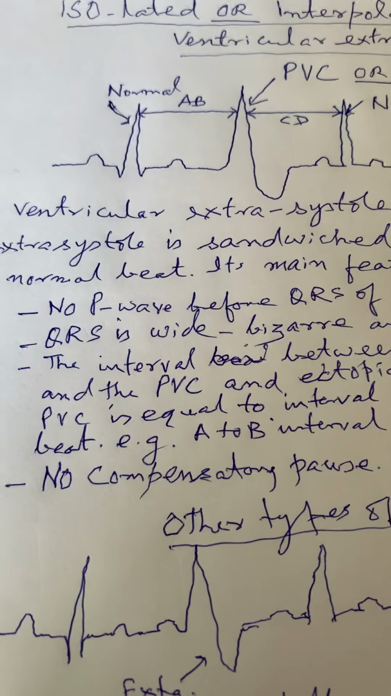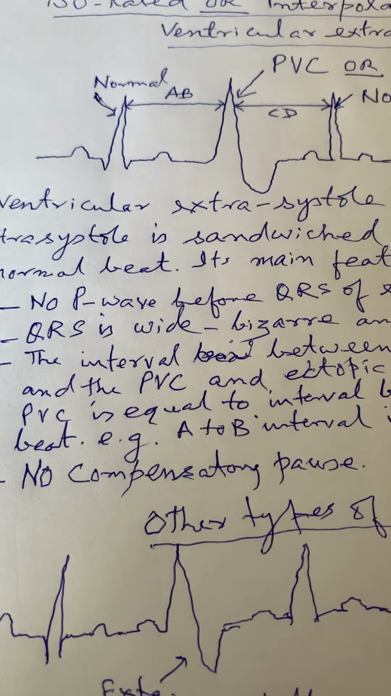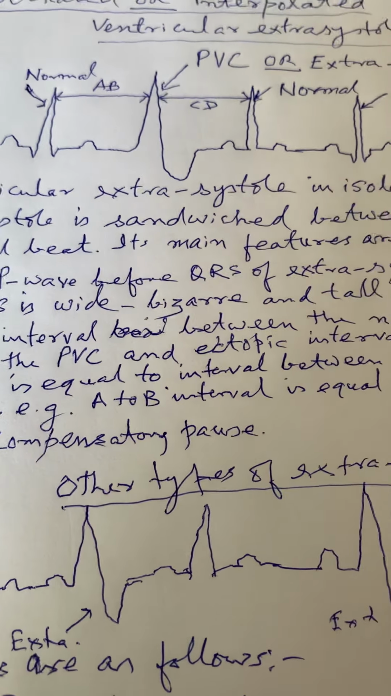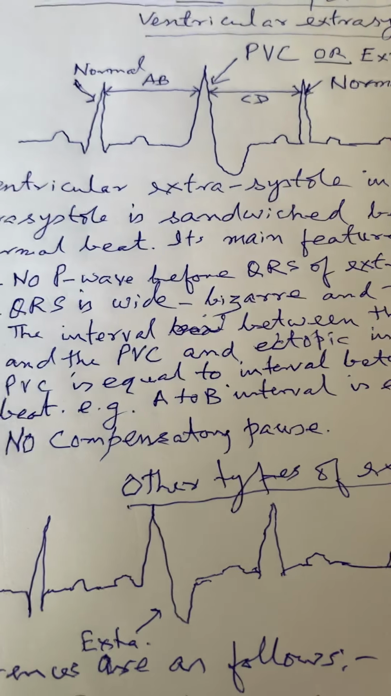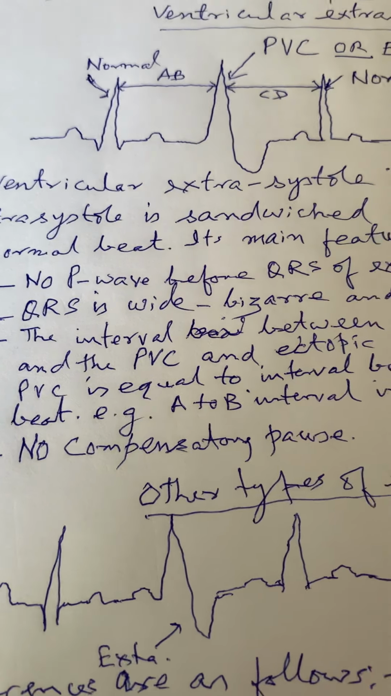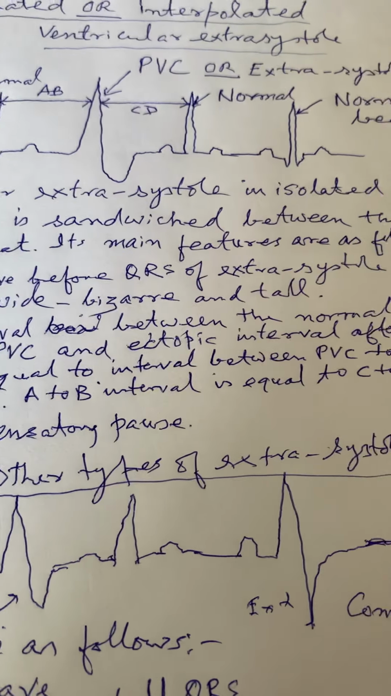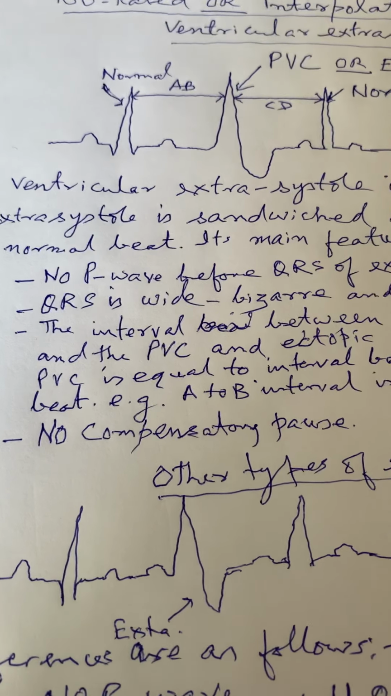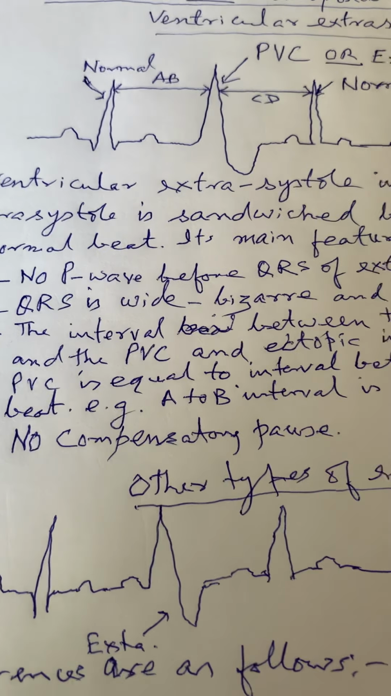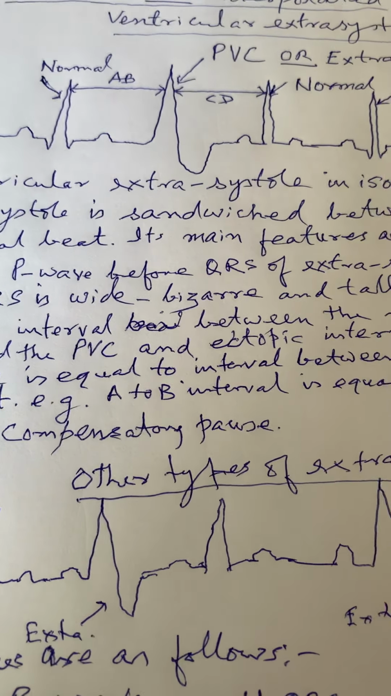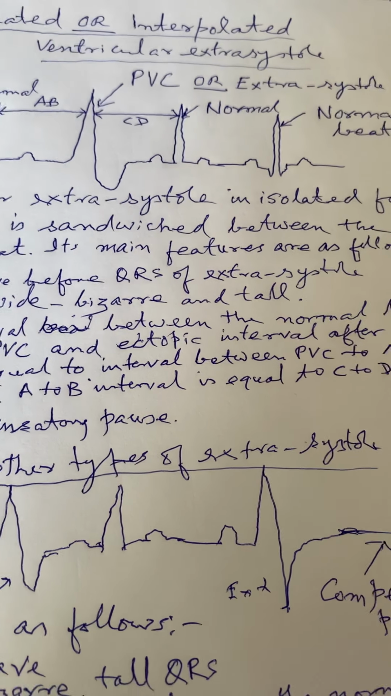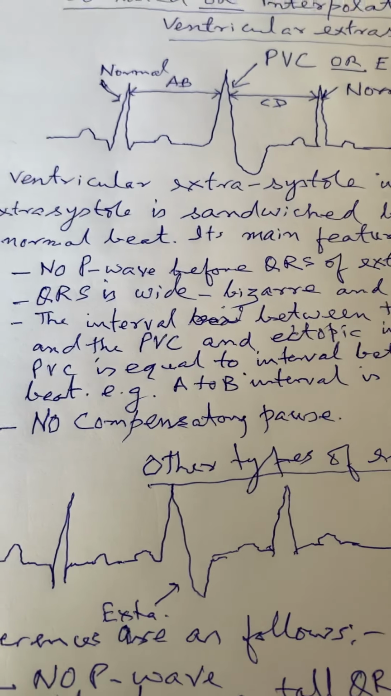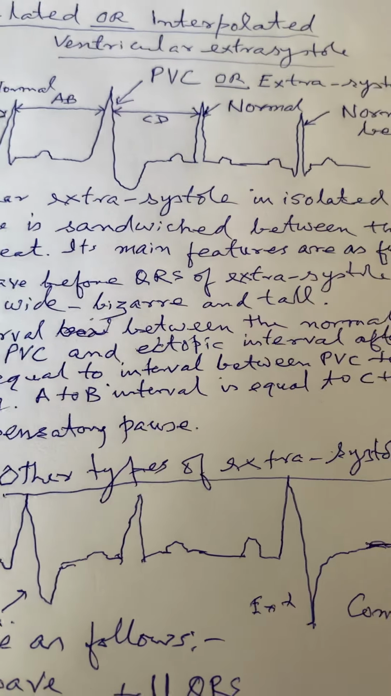Number one, no P wave before QRS. QRS is wide, bizarre, tall. The interval between the normal beat and the extrasystole, and the interval between the extrasystole and the following normal beat, the interval is equal.